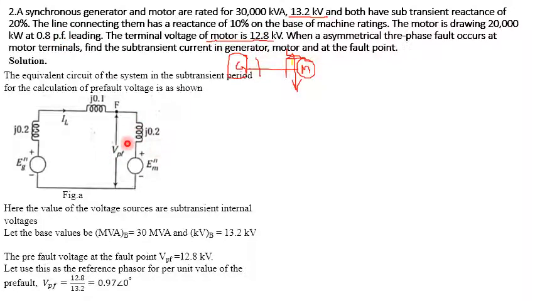So what is the working voltage of the motor? This will become the terminal voltage. We can consider that it is a pre-fault voltage of 12.8 kV. Okay, so we have to convert it to the per unit base. The actual value of the voltage is 12.8 and the base value of the voltage is 13.2, because as mentioned in the problem, it is 13.2 for the generator and the motor. So actual value by base value, we get 0.97 at an angle of 0. Why is the angle 0? Because we don't have an angle difference between the actual value and the base value. This is very important to remember while solving the network.